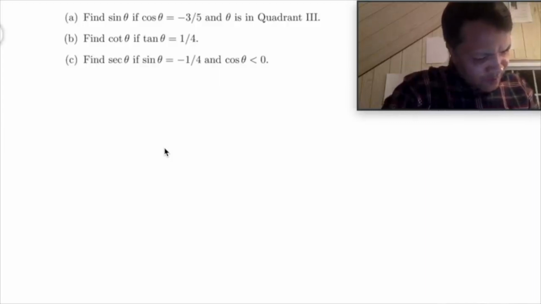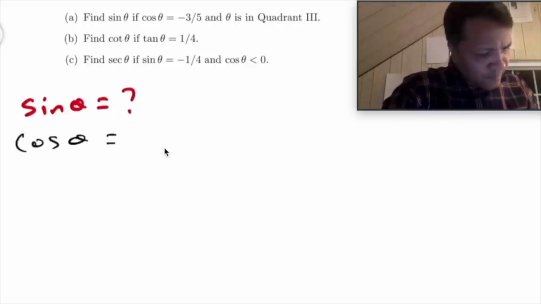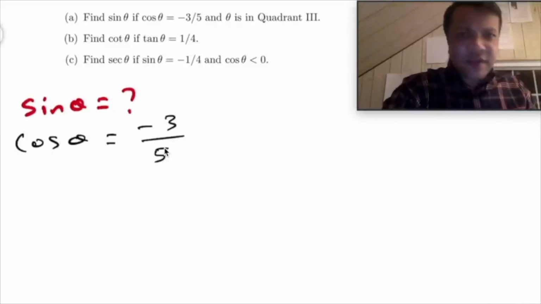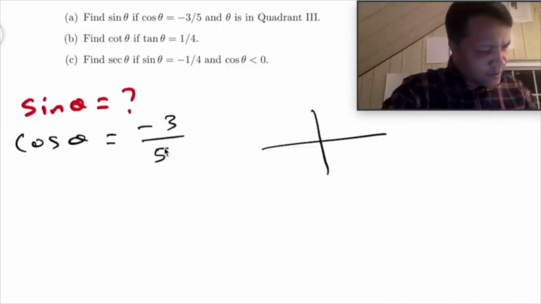Our next problem is to find sine theta. So sine theta is equal to what, if cosine is negative 3 over 5 and theta is in the third quadrant. So the theta is in the third quadrant.